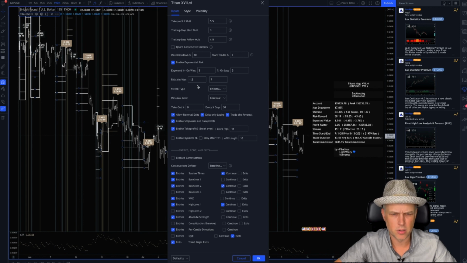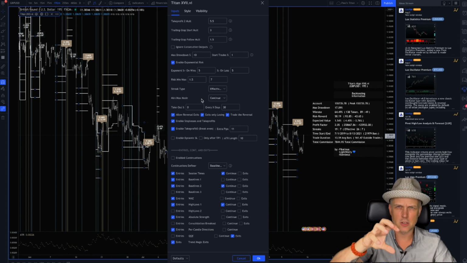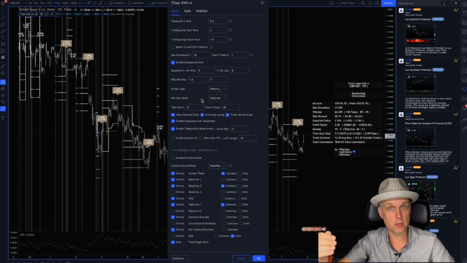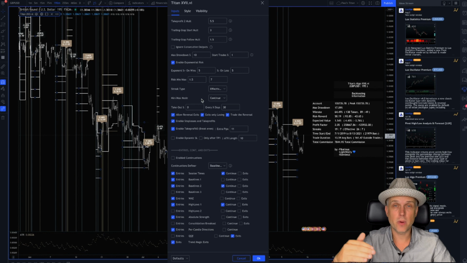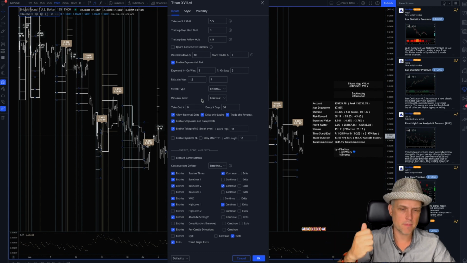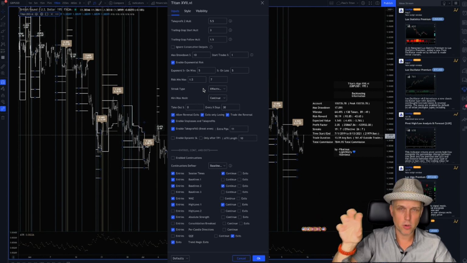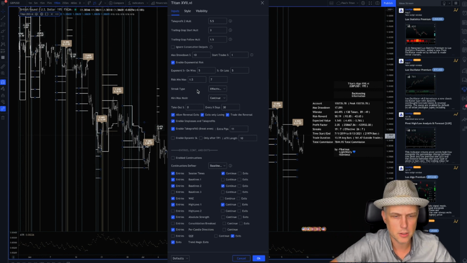Outputs enable exponential risk. As the trader, if you're on a good winning streak, depending on your risk tolerance, you may want to increase that risk. If you're on a winning streak, get as much as you can out of that market. But you might not always want to do that. The most important thing is that you can test it to see whether or not that actually makes you more money.